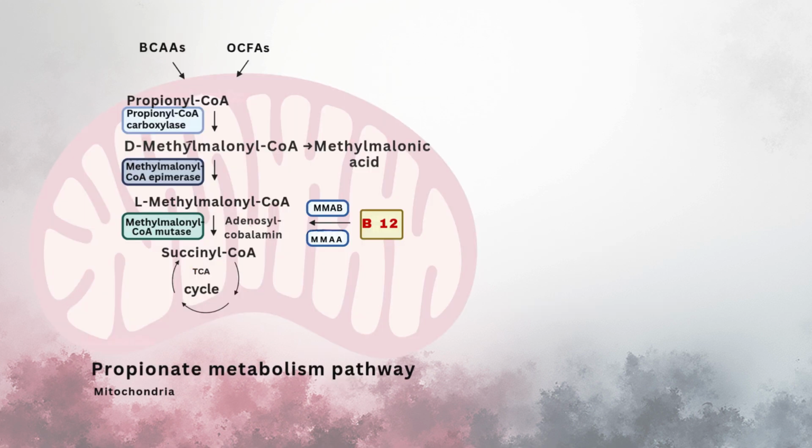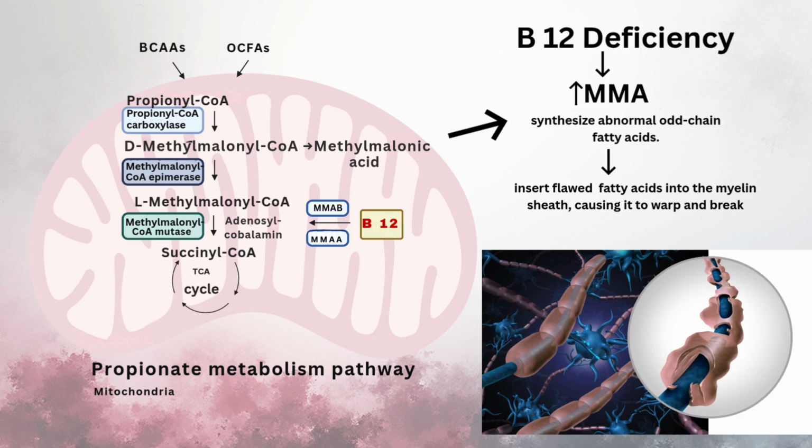B12 is also a cofactor for methylmalonyl CoA mutase. This enzyme converts methylmalonyl CoA into succinyl CoA. Without B12, methylmalonic acid builds up, but the damage comes from what happens next. That excess is used to synthesize abnormal odd-chain fatty acids. The body tries to use these abnormal fatty acids to build myelin, but they are structurally unstable. The myelin sheath becomes fragile and prone to collapse.